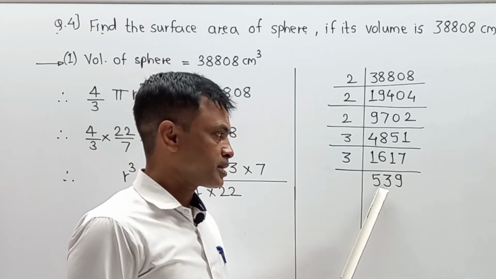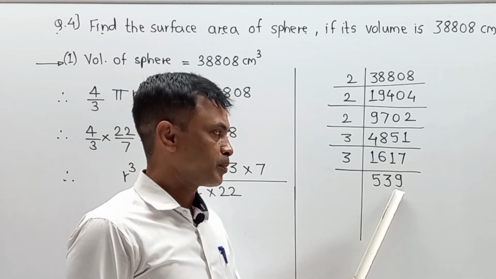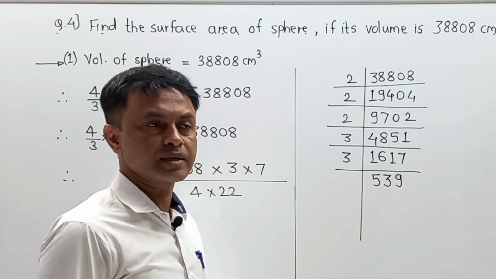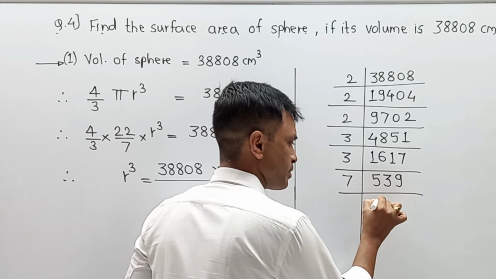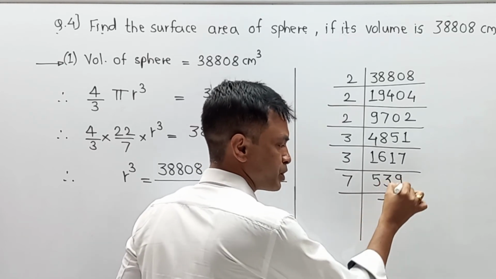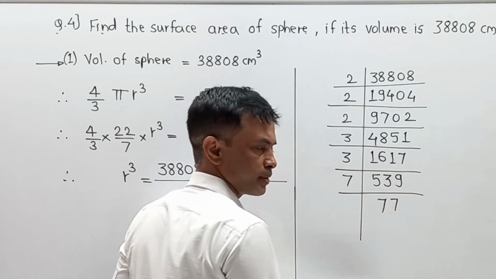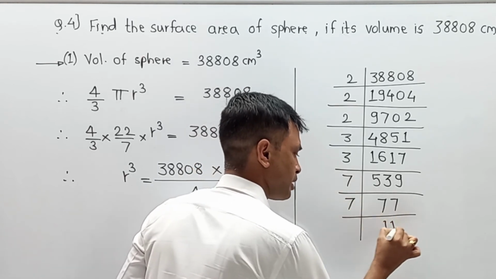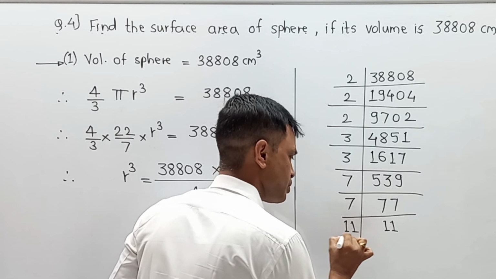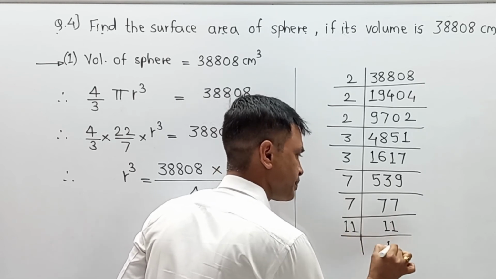Now again 7 sevens are 49 and again 7 sevens are 49. Yes, this number is divisible by 7. So the part is by 7: 7 sevens are 49, carry 4 means 49. 7 sevens are 49. Again dividing it by 7, so it becomes 11. And again 11 is a prime number, so 11 ones are 11.